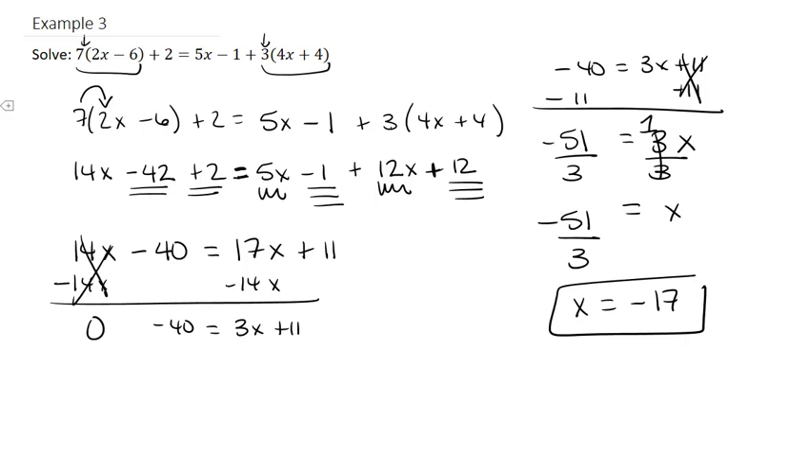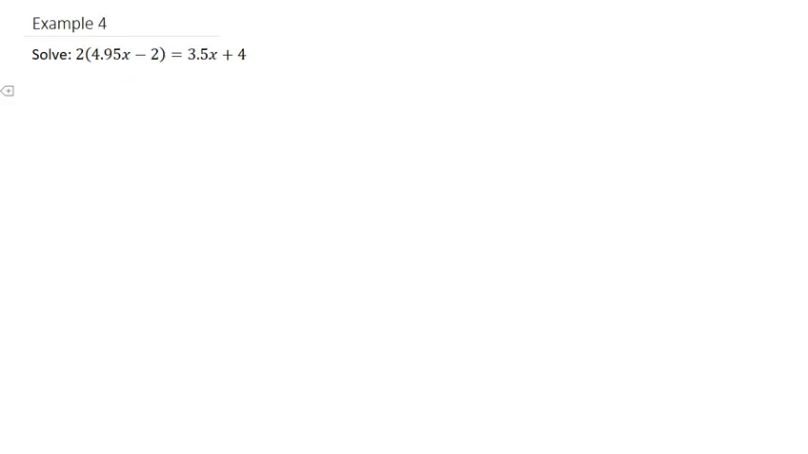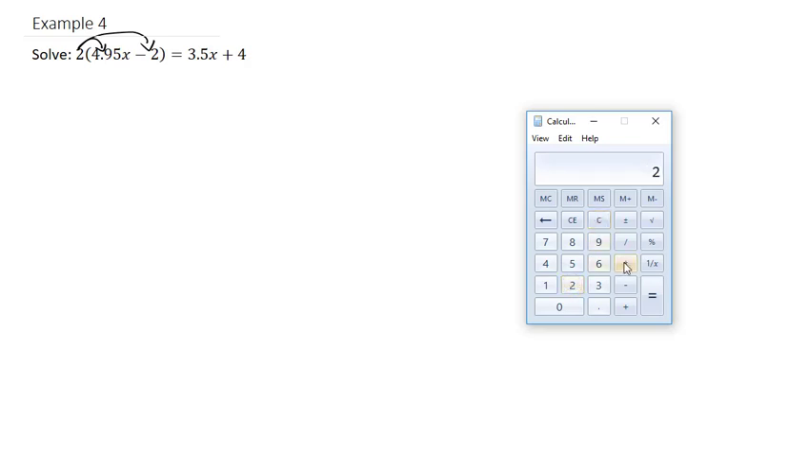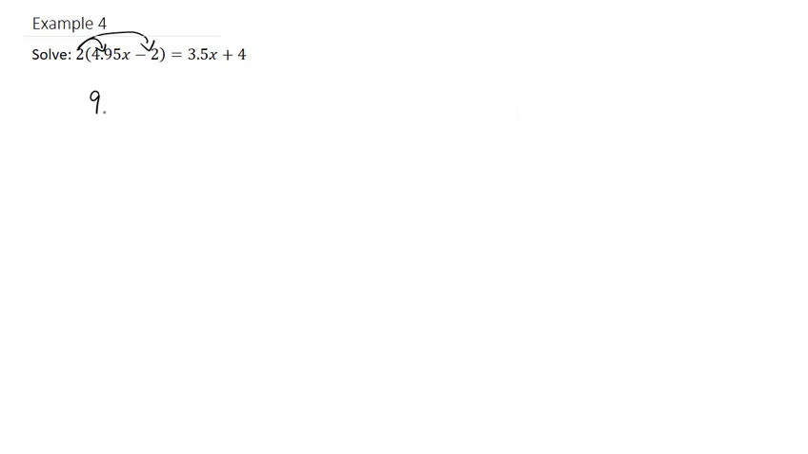Now let's do one final example. Now this one has decimals in it, so it's the same thing. So we're going to go ahead and multiply this 2 times this 4.95, then times this negative 2. So let's just go ahead and do that calculation. 2 times 4.95 is equal to 9.9. Now 2 times negative 2 is minus 4, which is equal to 3.5x plus 4.